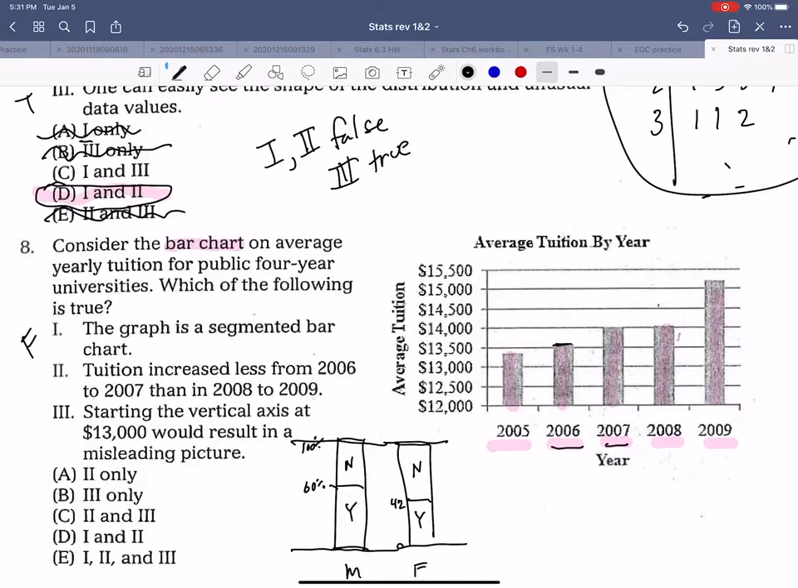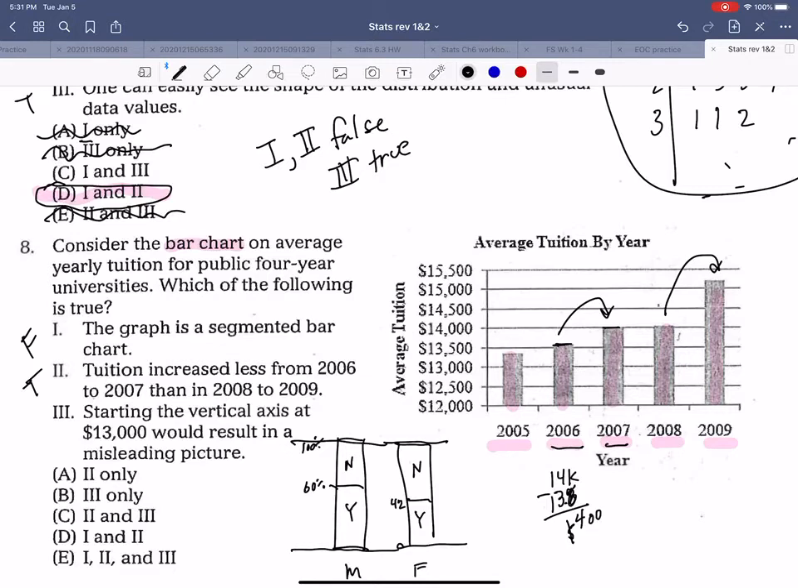Number 2, tuition increased less from 06 to 02. So the delta here looks like 14,000 minus 13.6 maybe. So it went up by 0.4 or $400. It increased less from here to here than it increased from here to there. Well, yeah, obviously. So that's true.